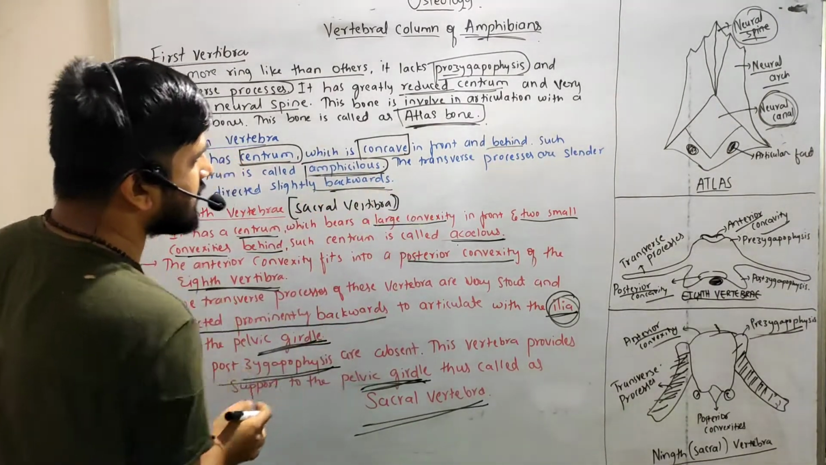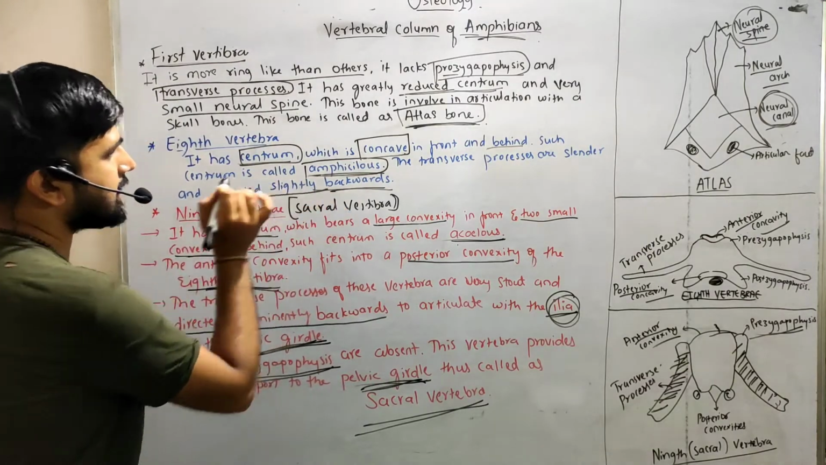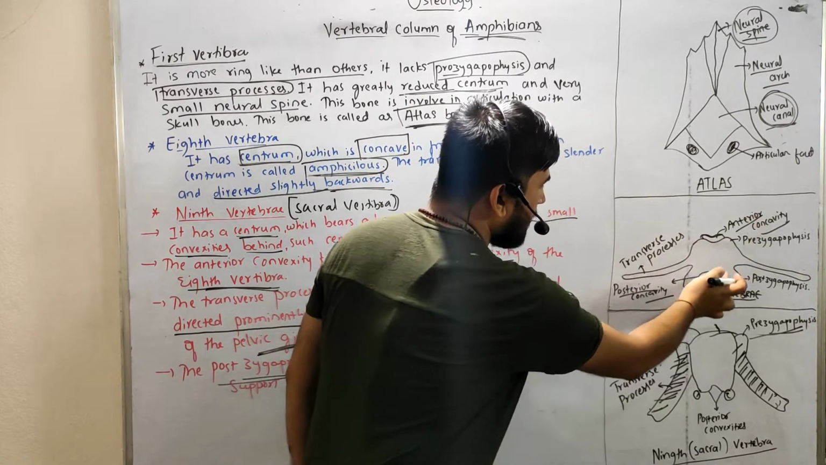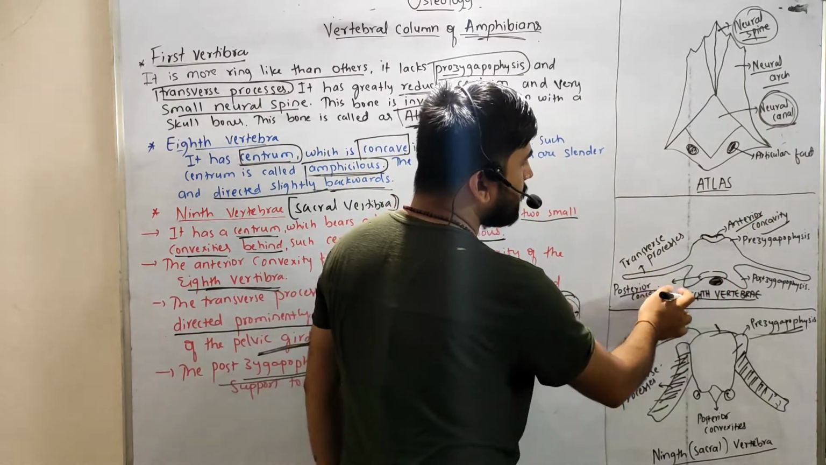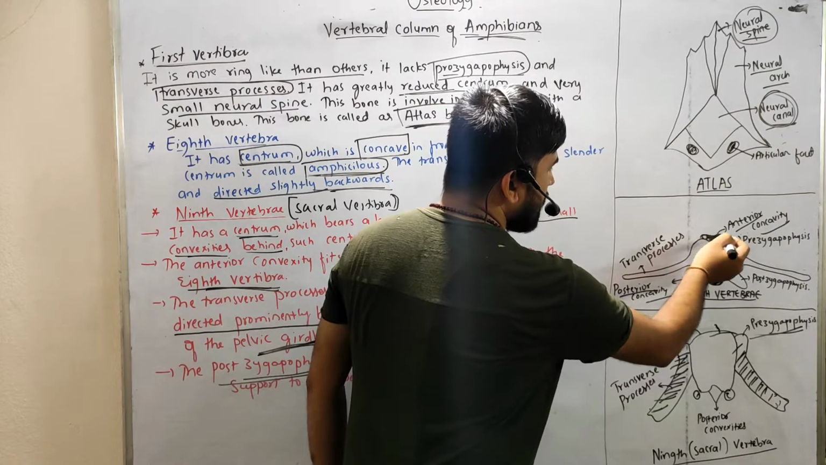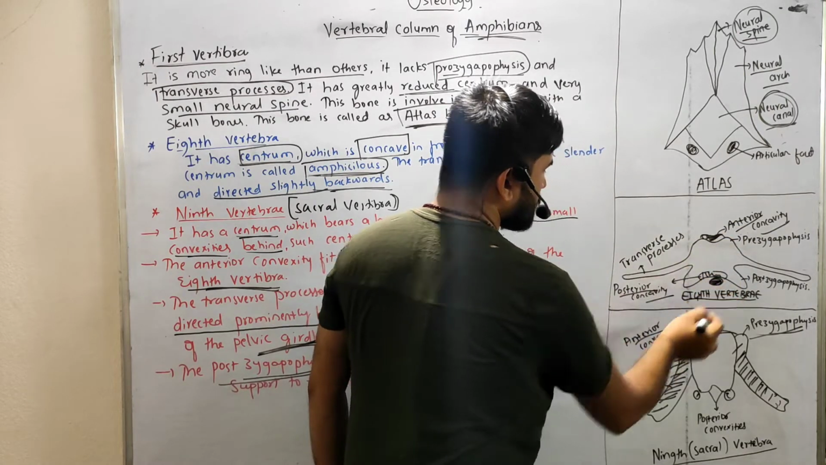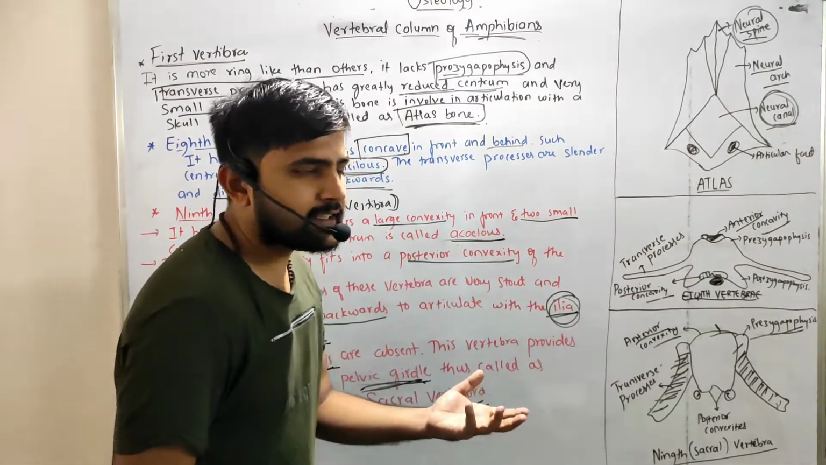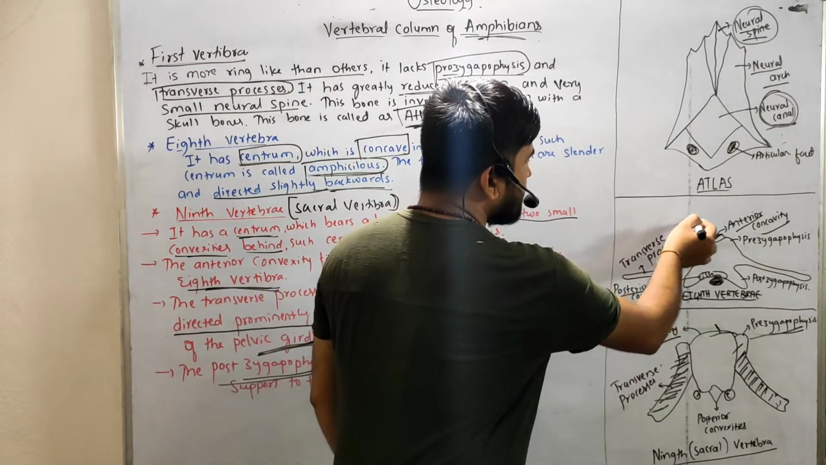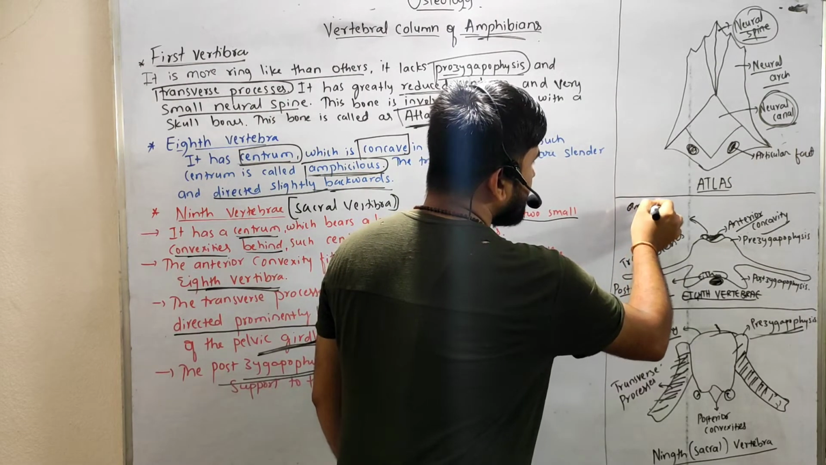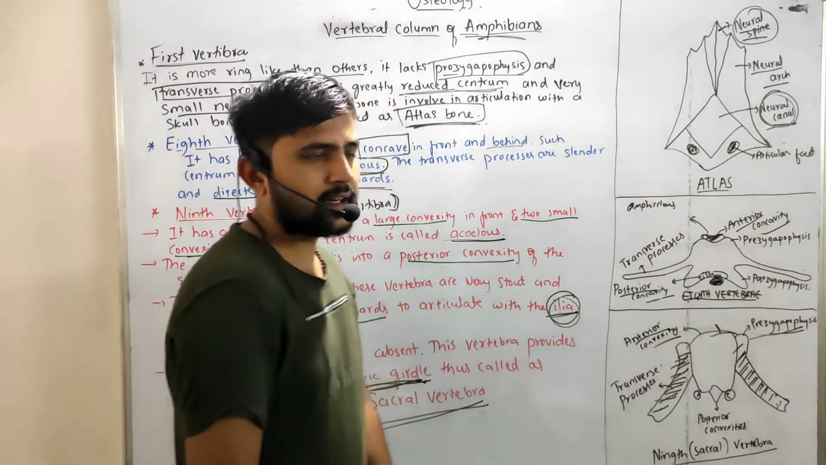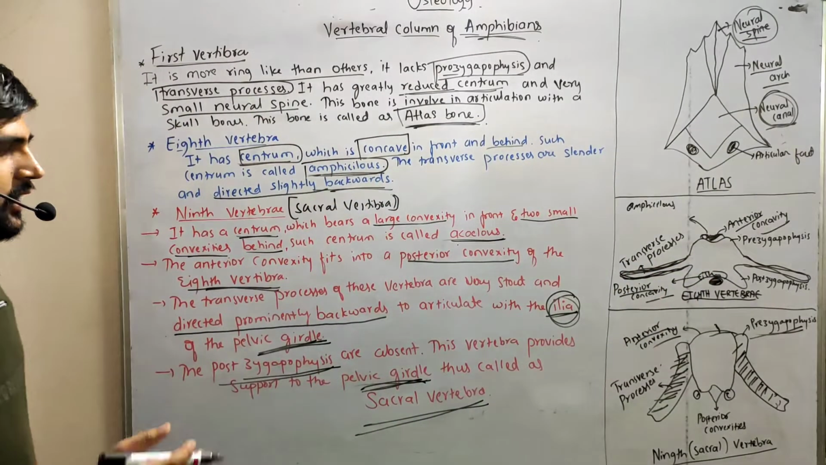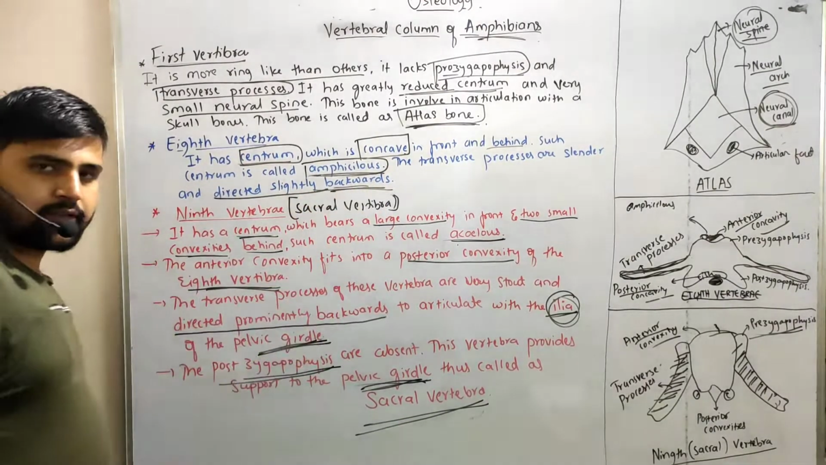The transverse processes are slender and directed slightly backwards. See the structure here. So anteriorly and posteriorly, the centrum has concavity. This is the anterior one and this is the posterior one. That's why this type of centrum is called the amphicoelous centrum. The transverse processes are slender and slightly directed towards the backwards.